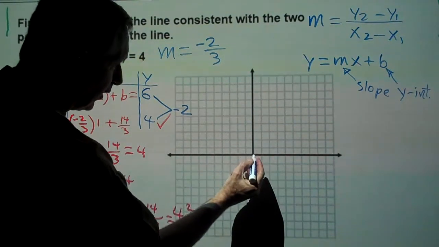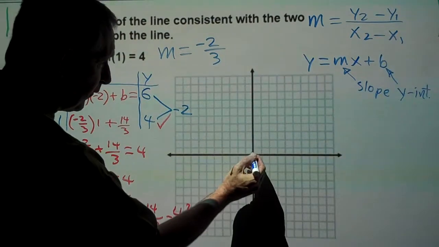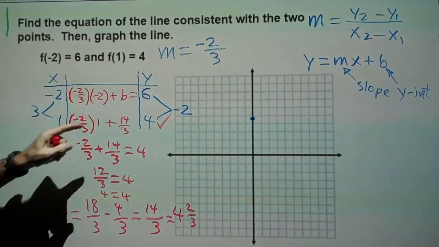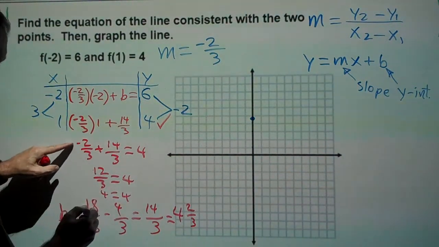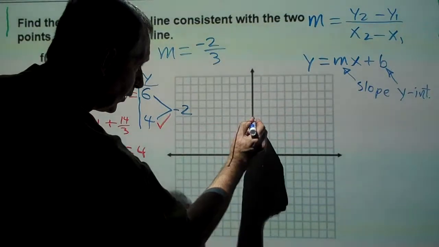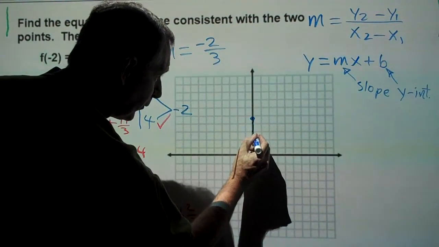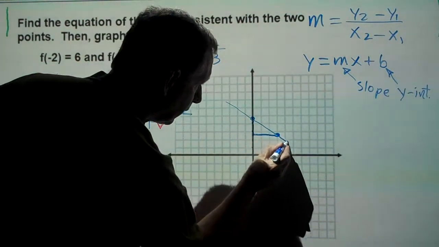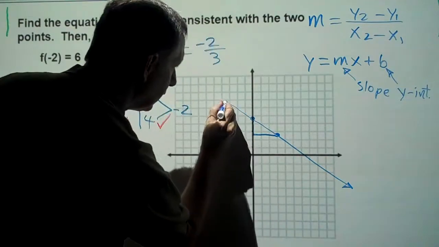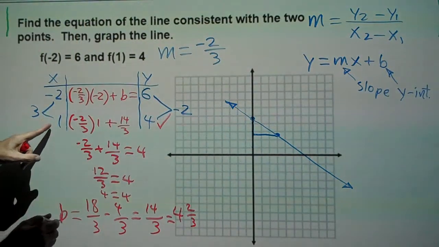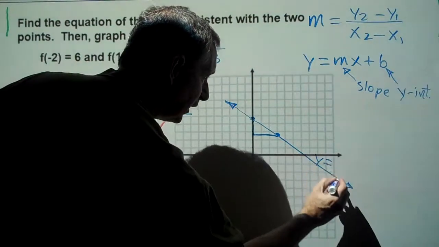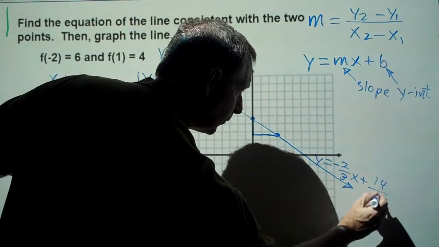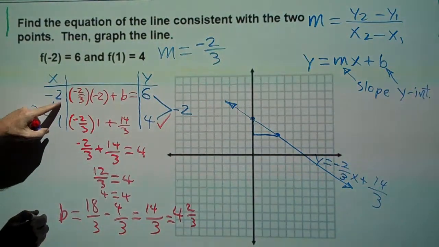Our y-intercept is going to be 14/3, which is 4 2/3: 1, 2, 3, 4 2/3, so about right there. Our rise over run, well, we have negative 2 as our rise, so we go down 2, and our run is 3, and then we have a line. This will be our line. We hope it's going to be y equals negative 2/3 x plus 14/3. And we check our points to see if they're on the line.